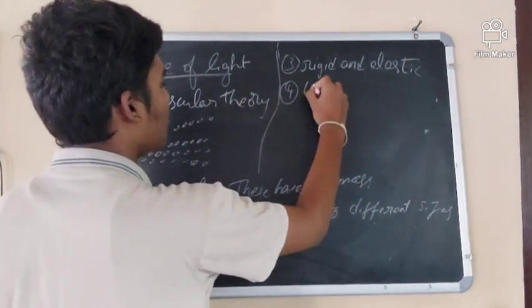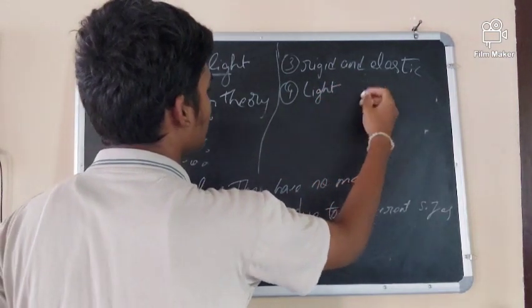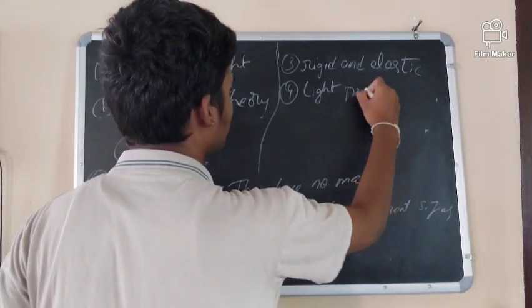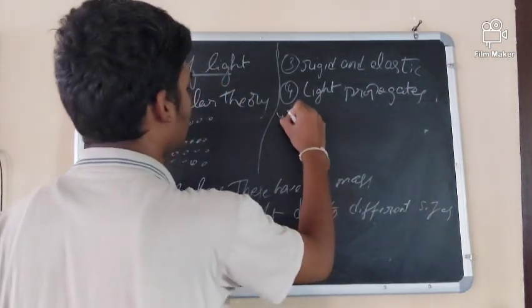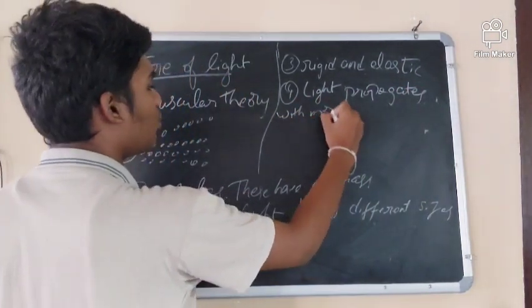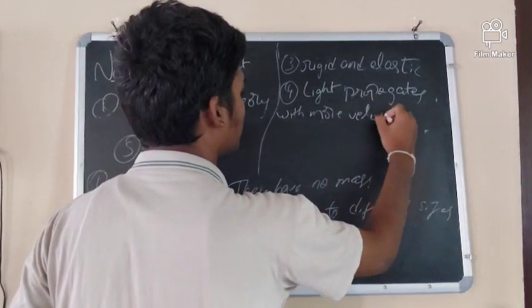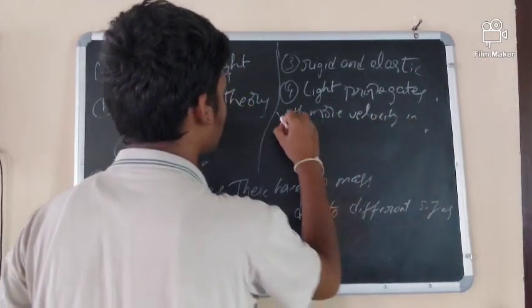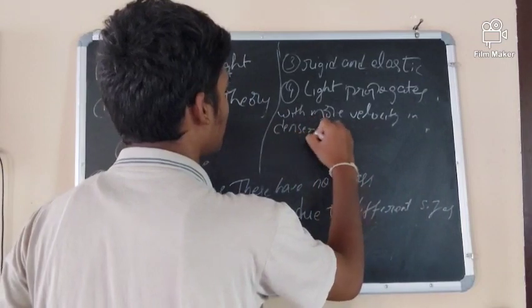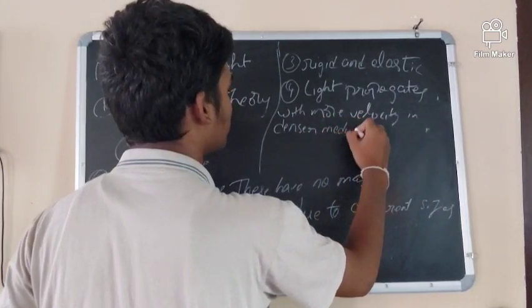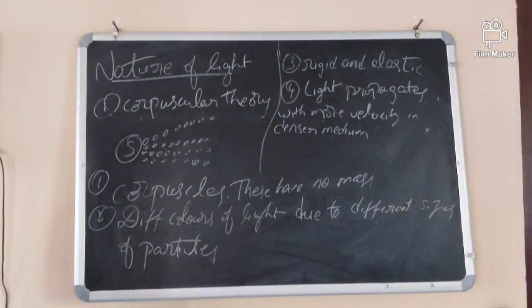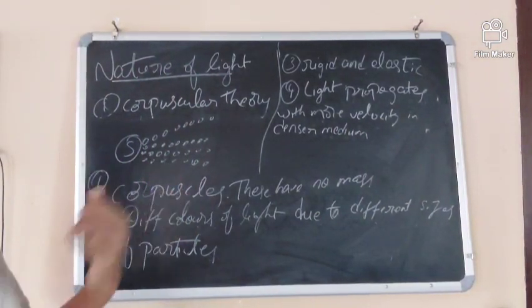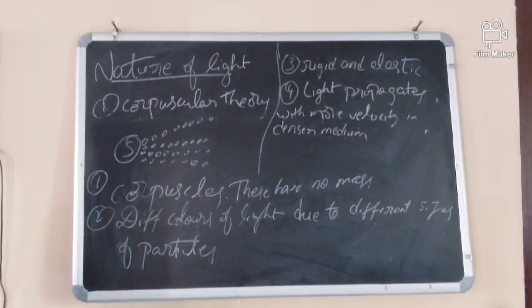And he said that light propagates with more velocity in denser medium. For example, take water. He said that while light propagates through air and comes to water, the light propagates with more velocity, the speed increases, he said.